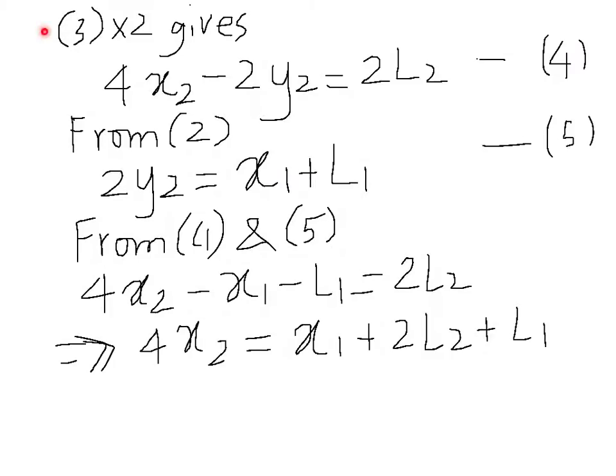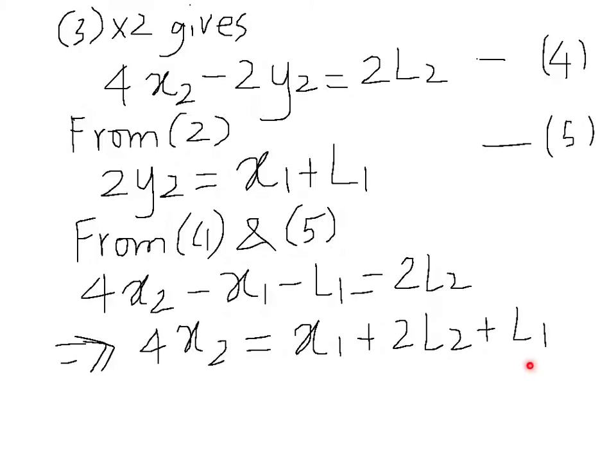If I take equation 3 and multiply by 2, I get 4x2 minus 2y2 equals 2L2. If I substitute from equation 2, I can write 2y2 as equal to x1 plus L1, and substituting that here, I get 4x2 minus x1 minus L1 equals 2L2. Rewriting that, I get 4x2 equals x1 plus 2L2 plus L1. Just simple algebraic manipulation.